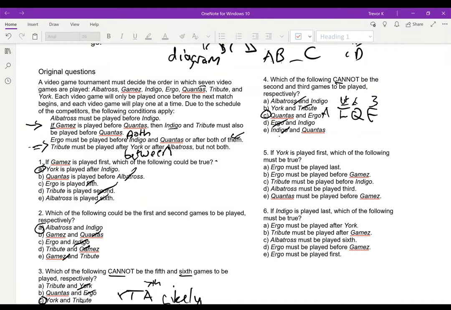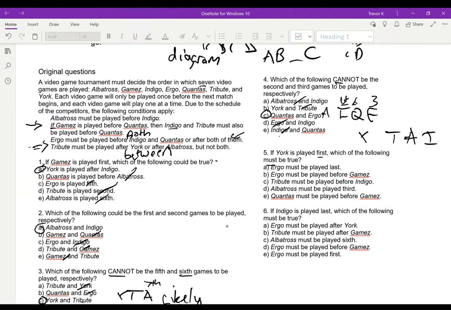All right. If York is played first, which of the following must be true? If York is played first, that means Tribute is going to be sometime before Albatross, because Tribute is between York and Albatross. And if Tribute is before Albatross, that means Indigo is also sometime after this. I don't think there are any other deductions I can make from there. So those are all the deductions I can make from my initial question, and I'm just going to go from here.